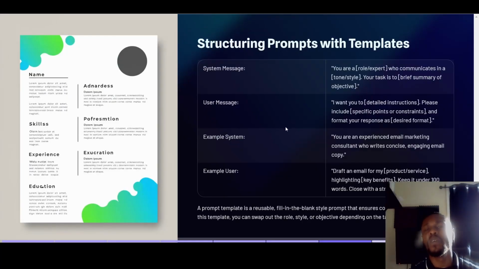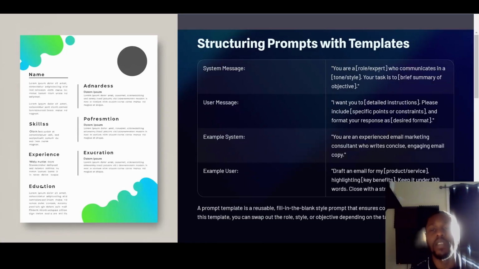Right, structuring prompts with templates. So again, we're going to specify a role, which would be the system message, and the user message of essentially what we want the AI to do. So first we're going to set a role. This is a template that you can use. You are a, and fill in a role here. We can say you are a cognitive psychologist who communicates in, and specify a tone here. Let's say a warm and friendly tone, or clear and concise tone. And your task is to, and we give a summary of an objective that we want to be achieving, whether that's to help people with depression.